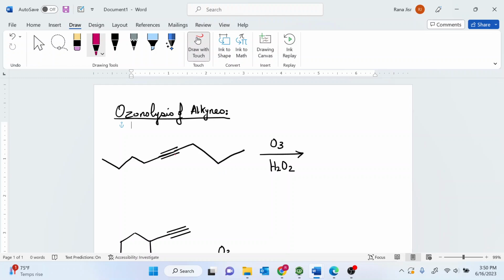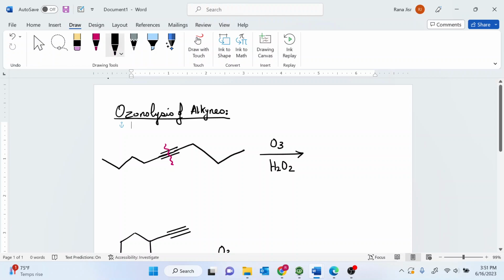Ozonolysis of alkynes is carried out by the cleavage of the triple bond. The reagent that we're going to use is ozone in the presence of a peroxide. This is the only reagent that we're going to use for triple bond cleavage. The presence of peroxide next to the ozone will make the ozone a strong oxidizing agent, so both ends of the triple bond will turn immediately into a carboxylic acid.